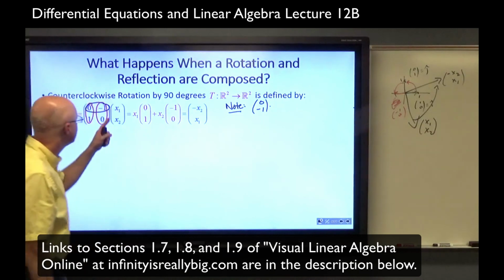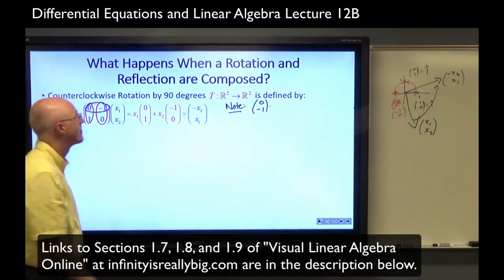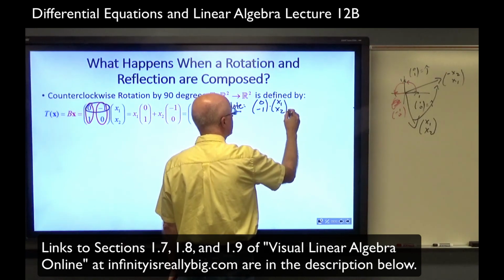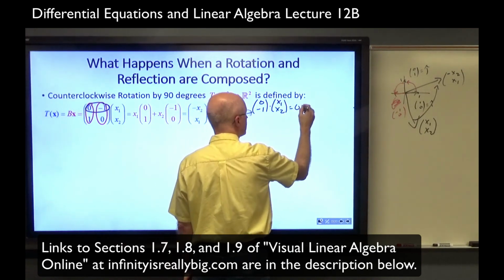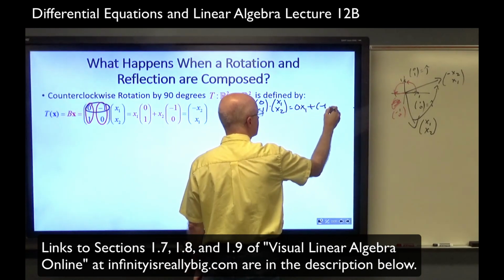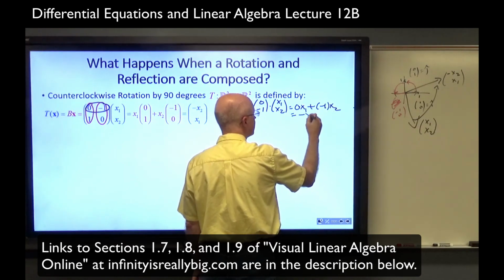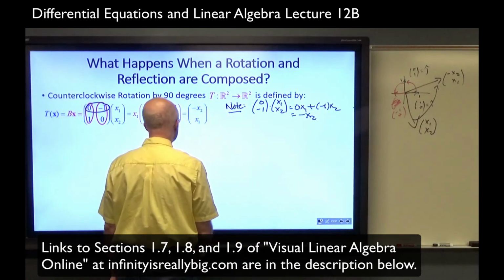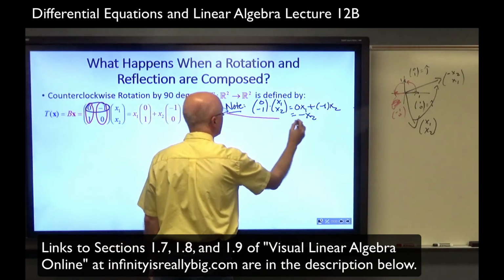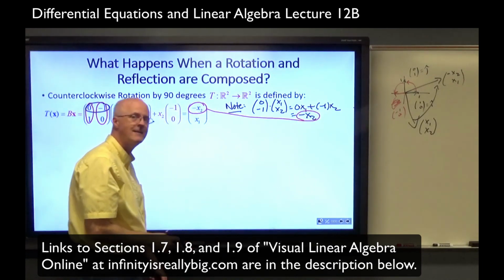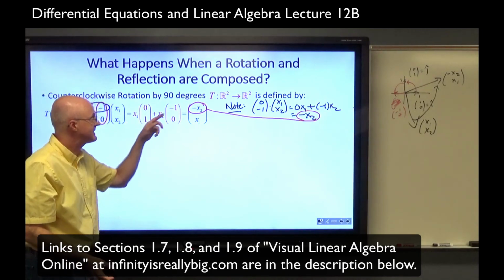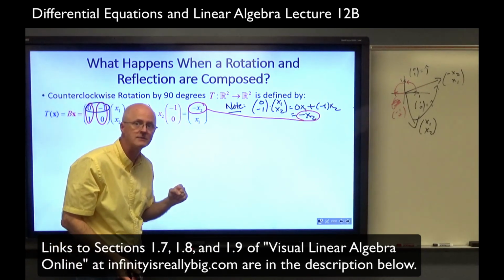Dot that with, let's say, an arbitrary vector x1, x2. What do we get? We multiply the first components, 0 times x1, add the product of the second components, -1 times x2. That simplifies to negative x2, which is the first component of the answer. Effectively, we're dotting the first row of the matrix with this column vector to get the first component of the answer.